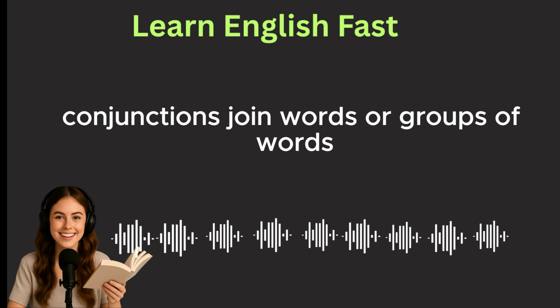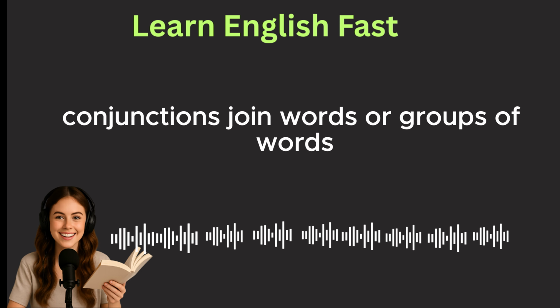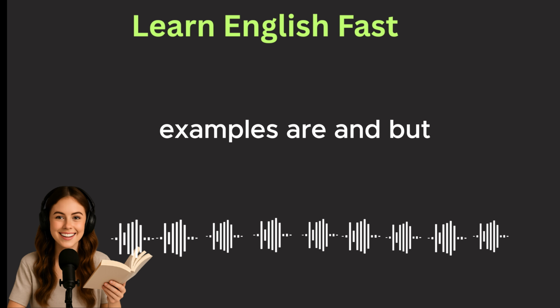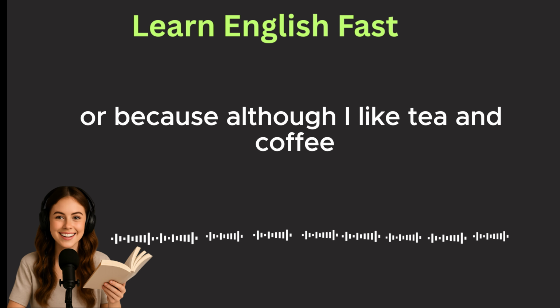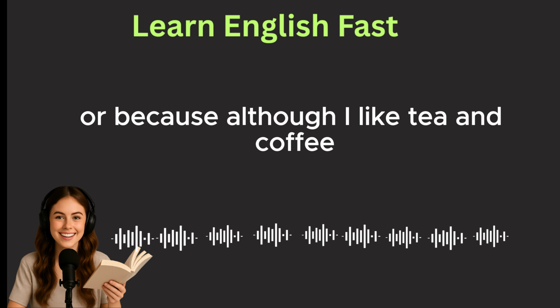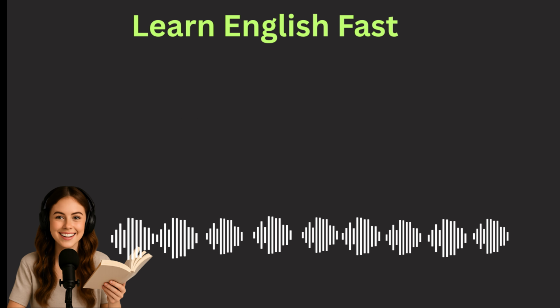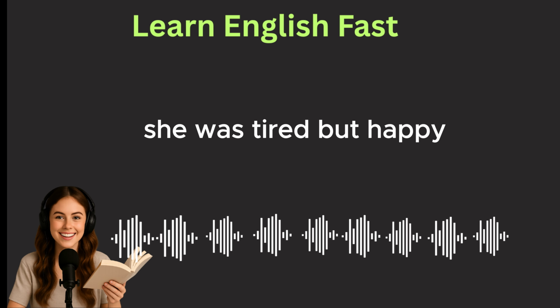Conjunctions. Conjunctions join words or groups of words. Examples are and, but, or, because, although. I like tea and coffee. She was tired but happy.